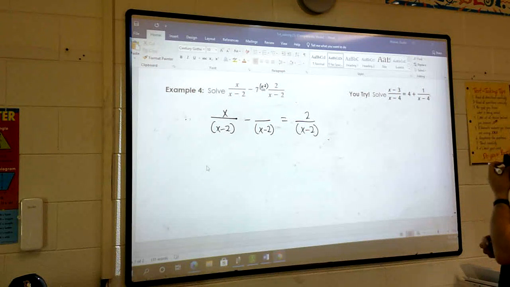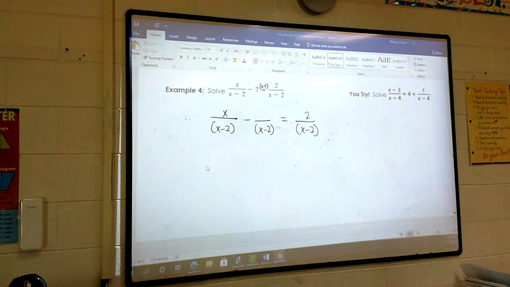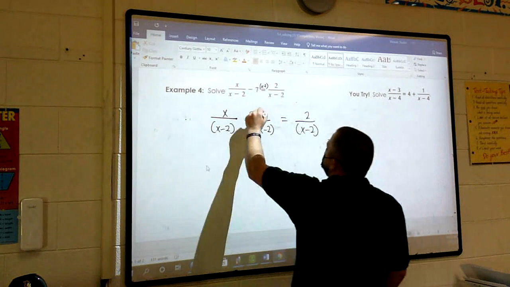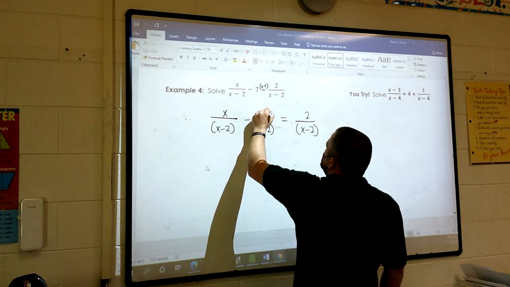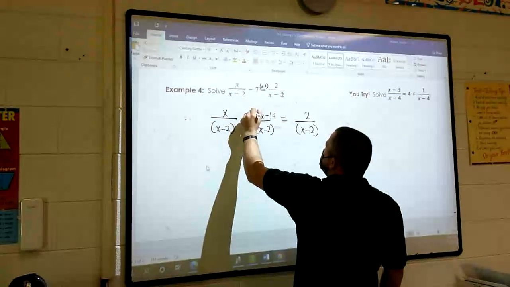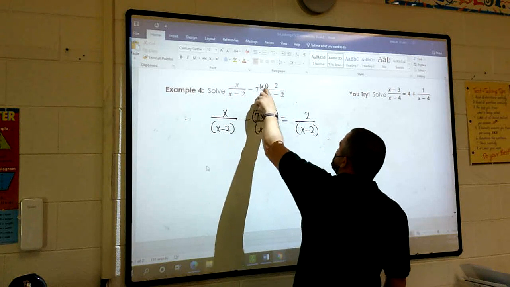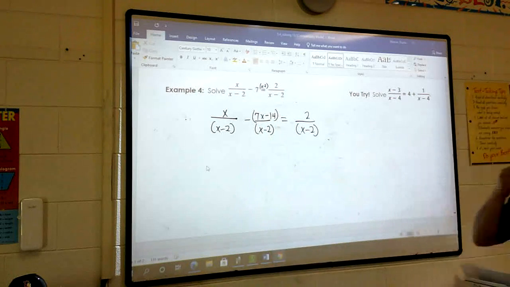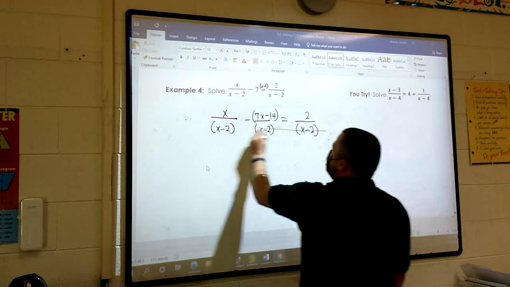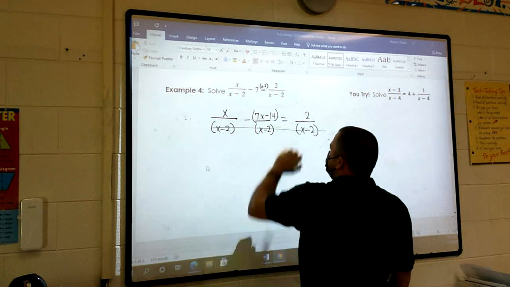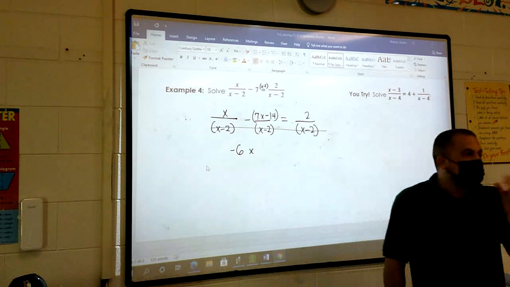So basically what we're doing here, we got 7 times x and 7 times negative 2. We get 7x and negative 14 in here. 7 times x is 7x. 7 times negative 2 is negative 14. The tricky part is when we cross this out, we get x minus 7x. That is negative 6x. But here is where people sometimes get confused.